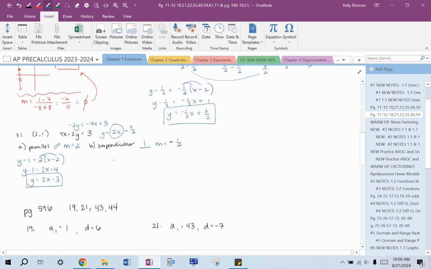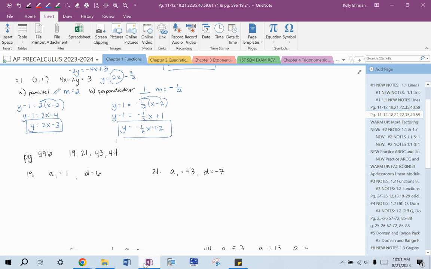And then for the perpendicular, same idea. Y minus y1 is equal to the perpendicular slope, negative 1/2, times x minus x1. Distribute. Y minus 1 equals negative 1/2 x plus 1. Add 1 to the other side. Y equals negative 1/2 x plus 2. So if I were to graph this line and the original 4x minus 2y equals 3, I should see perpendicular lines. Okay, now we are skipping to page 596.